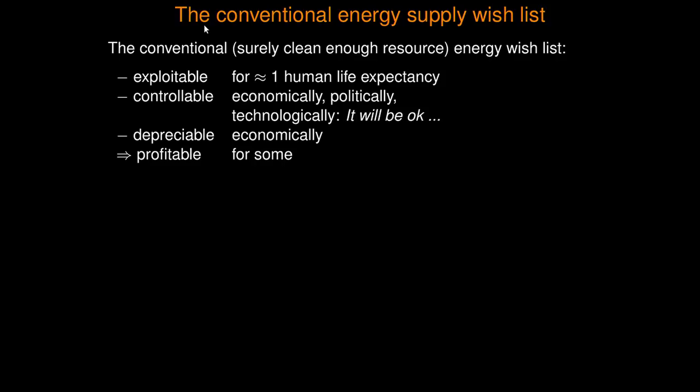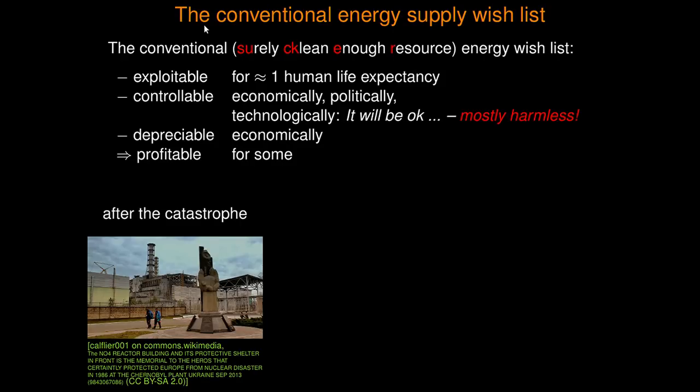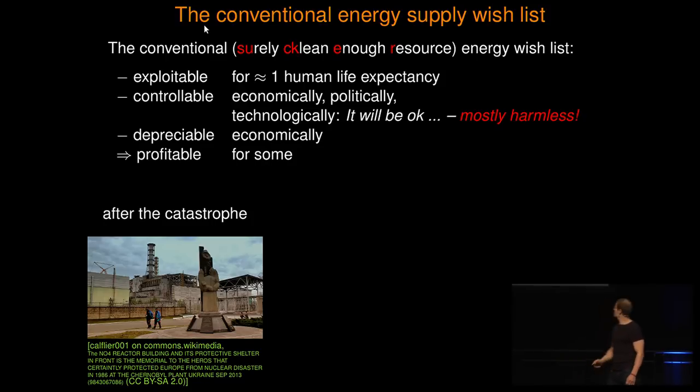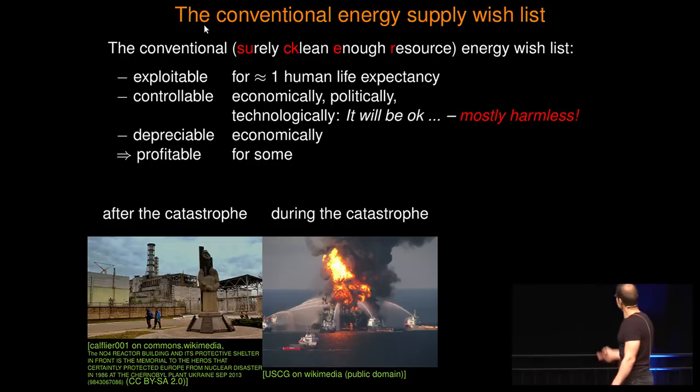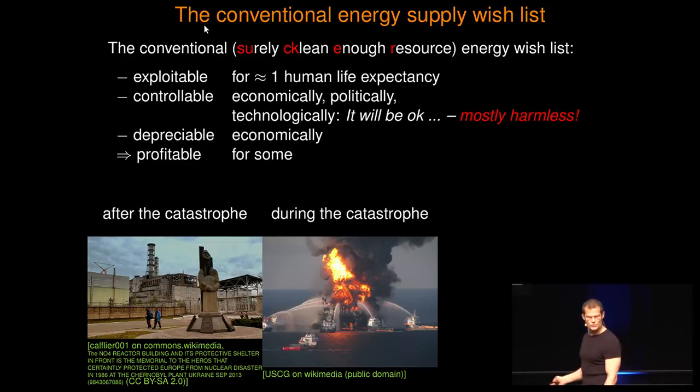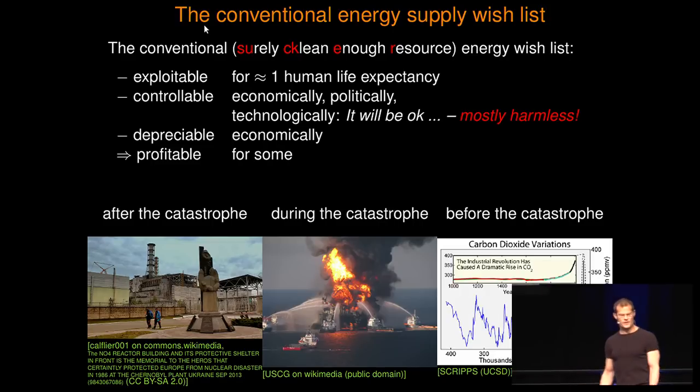Unfortunately, there's also the technological part, and here sometimes it's driven by hope, saying it will be okay. But as we know, it might be mostly harmless. So as we see here, for instance, there are catastrophes like Chernobyl. This is after the catastrophe where you have the memorial for the people who died. Then you have scenarios during the catastrophe here. This is Deepwater Horizon, with the US Coast Guard and fire brigades desperately trying to extinguish the fire. And of course, what I don't have to mention here, but in times of fake news is important to mention, we are before the catastrophe.